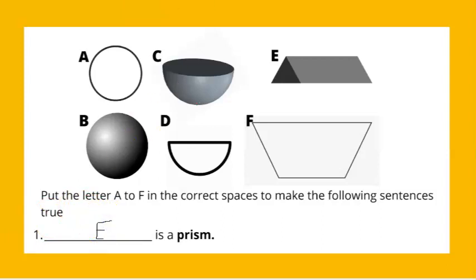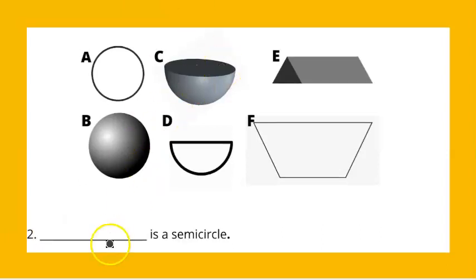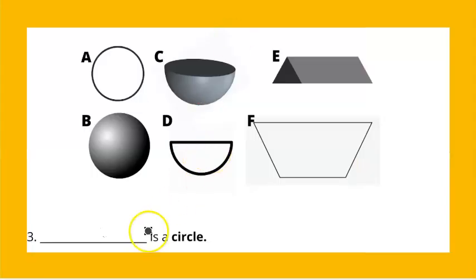And the next question, dash is a semicircle. A semicircle, is it A? Is it B? Is it C? No, it is D. D is a semicircle. Next question, dash is a circle. What's a circle here? Yes, A. A is a circle.